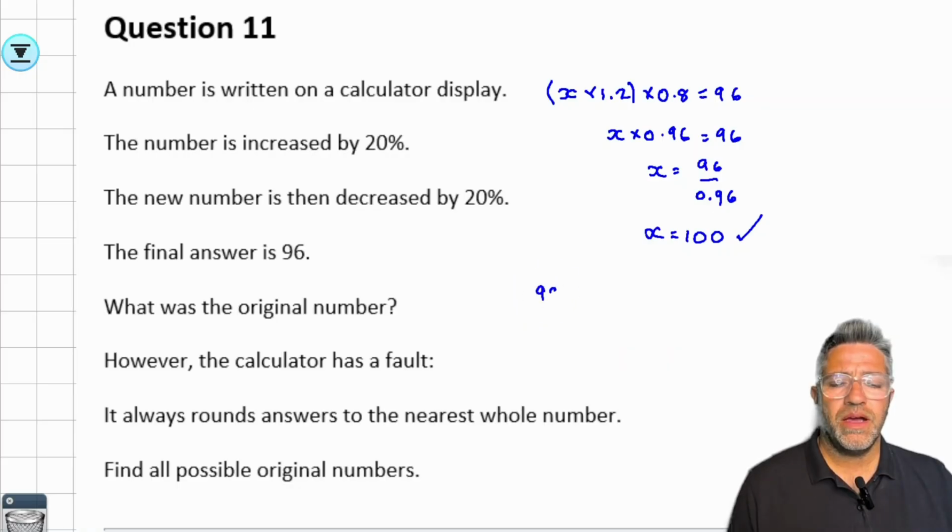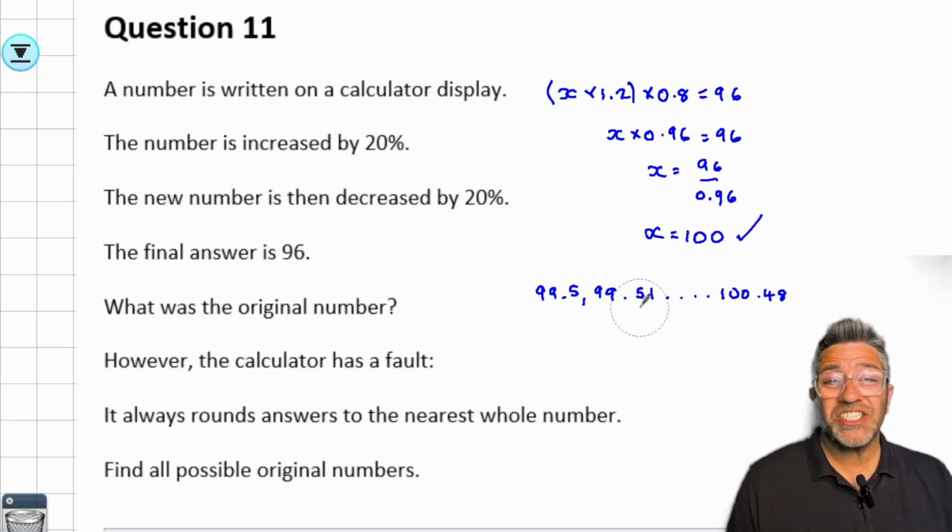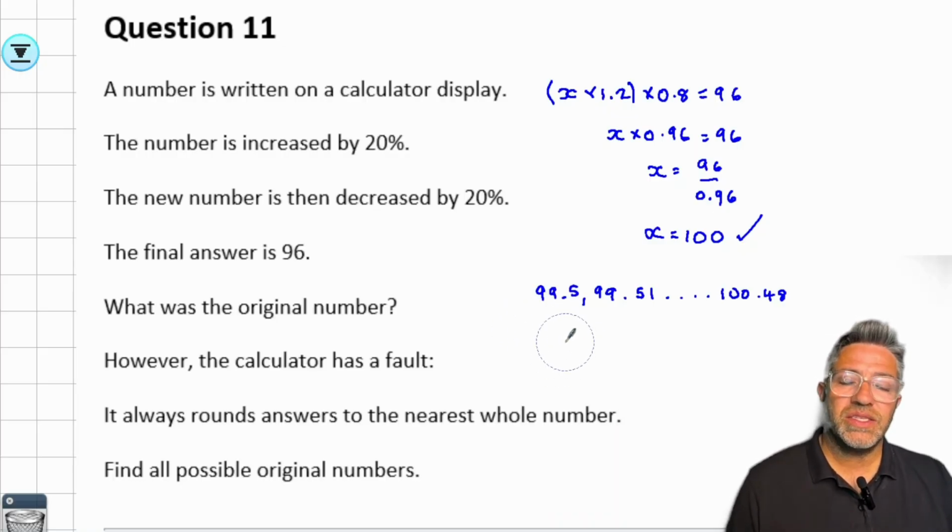Well, 99.5, 99.51, but this could go on. We could have 100.48. There is actually an infinite amount of answers that round off to 100 because you could just keep on increasing the decimal places. So actually we need to write this as an inequality.